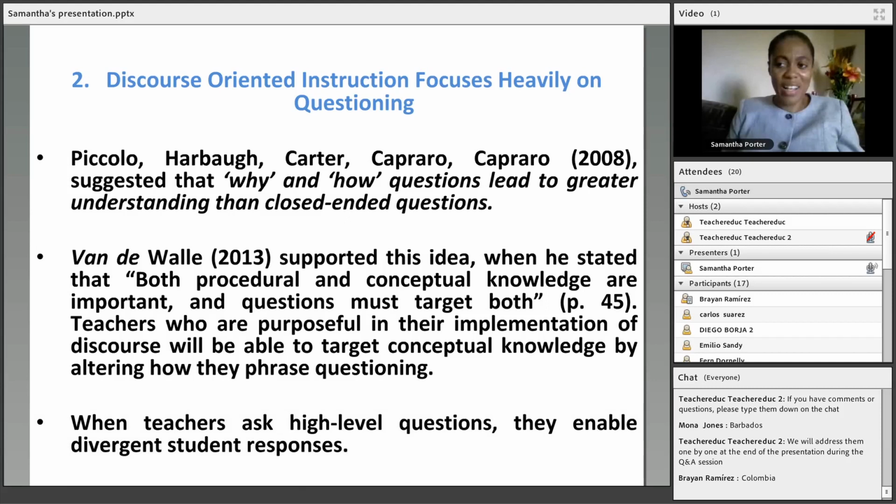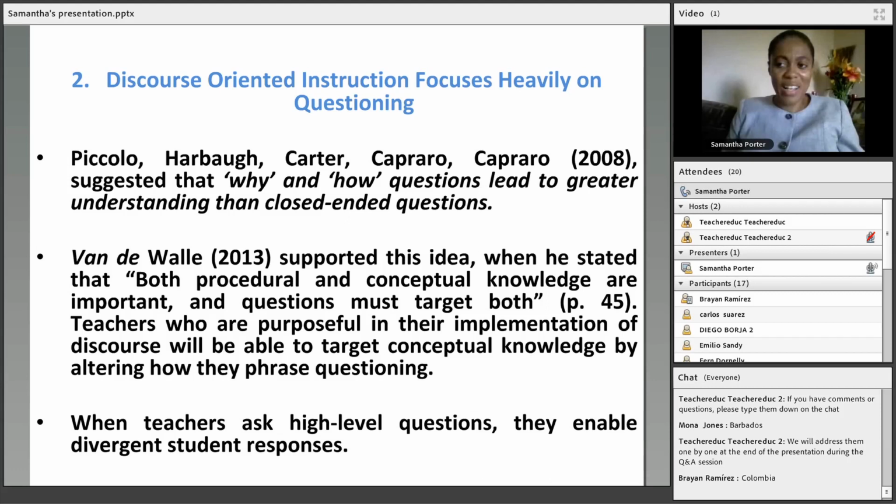When teachers ask high-level questions, they enable divergent student responses. You might want to ask, what are some examples of high-level questions? Now, what is a high-level question? So the focus in education has shifted from students being able to record information to a deeper, more reflective type of thinking. High-level questions ask students to be metacognitive, or think about their own thinking.